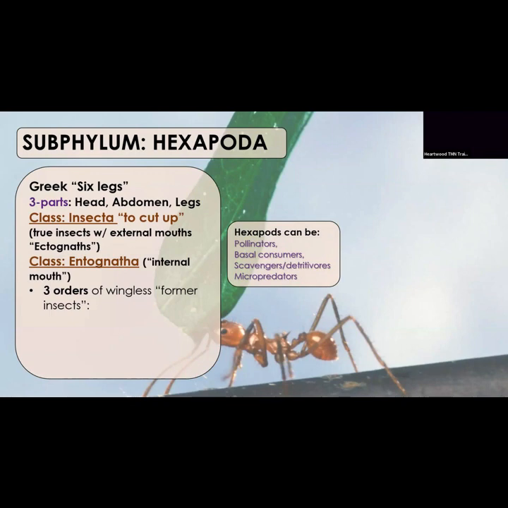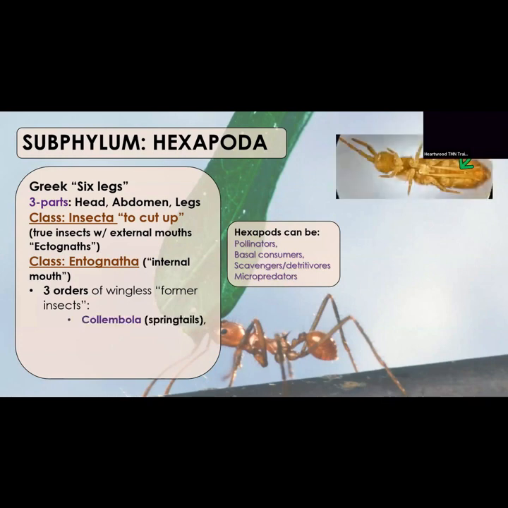Entognatha. Ento is inside, gnatha, mouth: inside mouth. The mouth parts are on the inside. When we think about insects, we think about mouth parts on the outside. So insects are ectognaths, outside mouths. There's only 3 orders of entognaths. That's why I'm saying insects make up 95% of the hexapods.